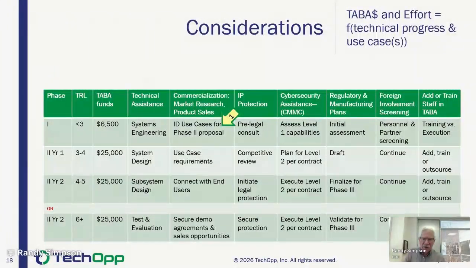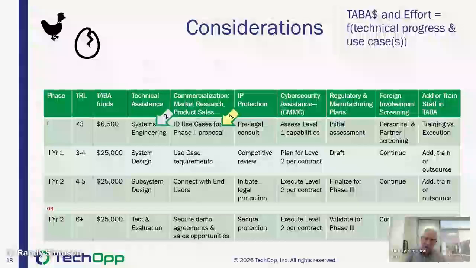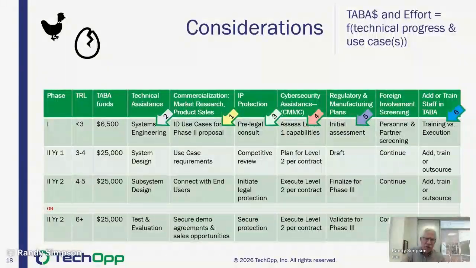I kind of think that the use cases for the phase two proposal is one of the first things you need to consider. After that, systems engineering, although I will say that's sort of a chicken and egg thing as well. You might think that that's backwards. You might think, no, technical assistance is more important than use case. But I will tell you, if you're not designing for a use case, you're really not going to end up going anywhere. And then the pre-legal consult, assessing your level one capabilities, your regulatory plans, and deciding what to do, if you're going to do anything in training of your staff or getting new staff. So these are just my suggestions about the prioritization of the different types of things you can get from TABA.